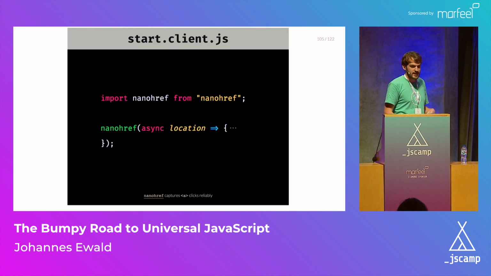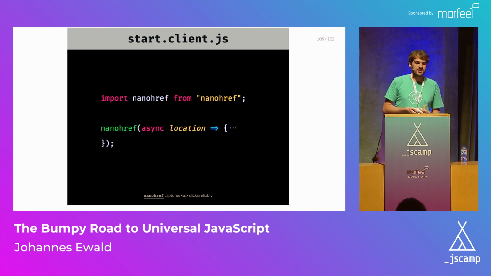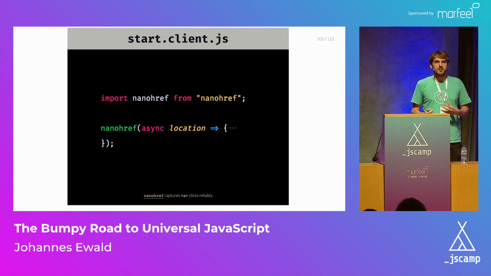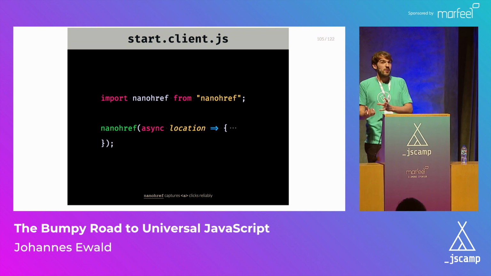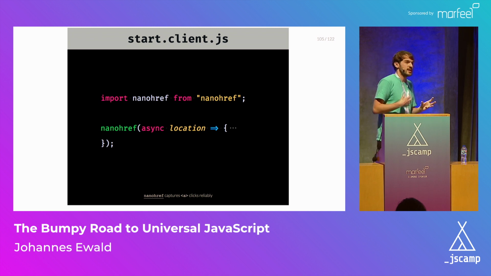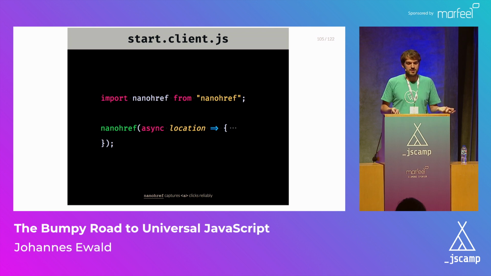And I think the easiest approach is if you use a small library like nano href, which captures all the anchor tags in the document and allows you to invoke a callback like this. And then you can react on the client side to the change. And that's how you can avoid a full page refresh as soon as the client is ready.